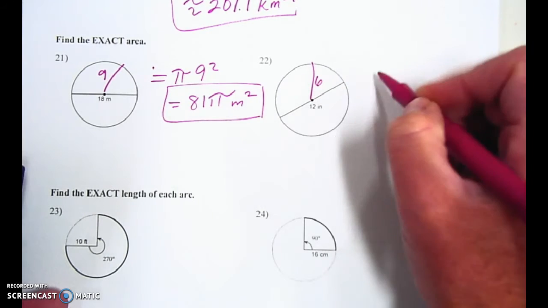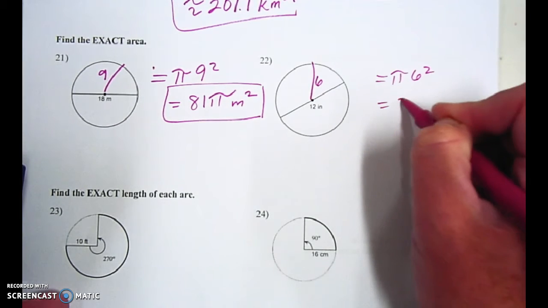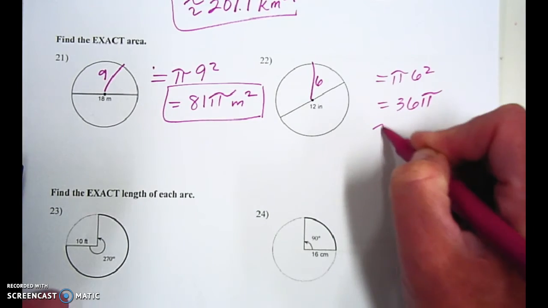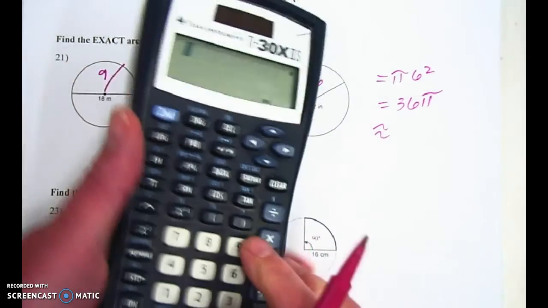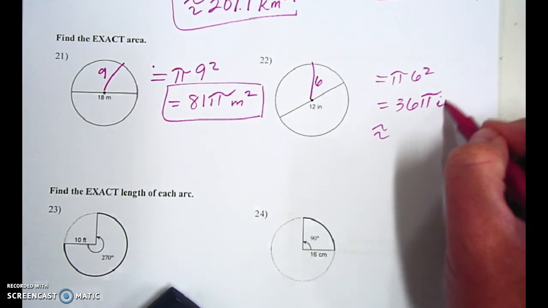Radius here is going to be 6, so we're going to have pi 6 squared. So that's 36 pi. We're going to type that into the calculator. Oh, no, we're good. They just want the exact answer. So that's in inches squared.